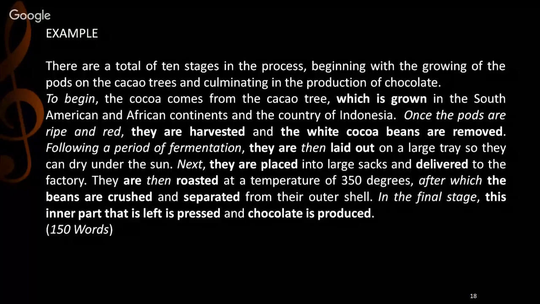They are then roasted at a temperature of 350 degrees, after which the beans are crushed and separated from their outer shell. In the final stage, this inner part that is left is pressed and chocolate is produced. So you notice that we have used the passive voice in this passage.